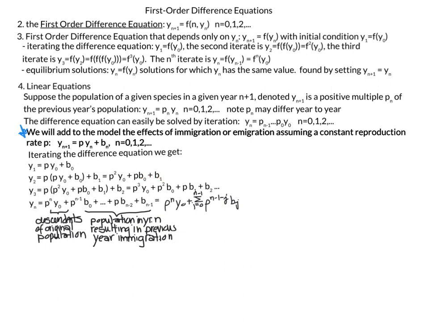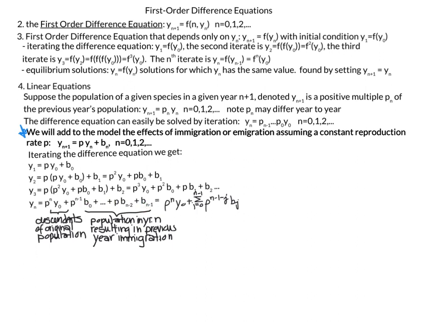y_3 equals ρ, now I plug in y_2 here, plus b_2, and I get ρ³ y_0 + ρ² b_0 + ρ b_1 + b_2, etc. So you can see the pattern. Every time you increase the generation, everyone increases by ρ, except your last immigration, which hasn't propagated yet. So y_n is going to be equal to ρ^n y_0. Those are the descendants of your original population. ρ^{n-1} b_0, these are the descendants of your first wave of immigration, and then all the other waves of immigration are here.